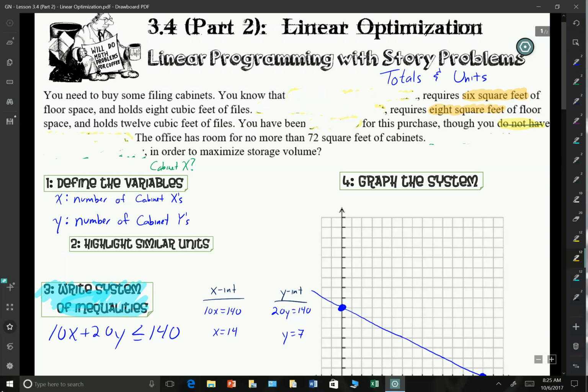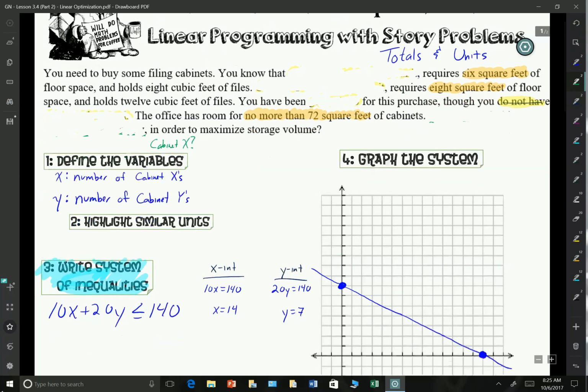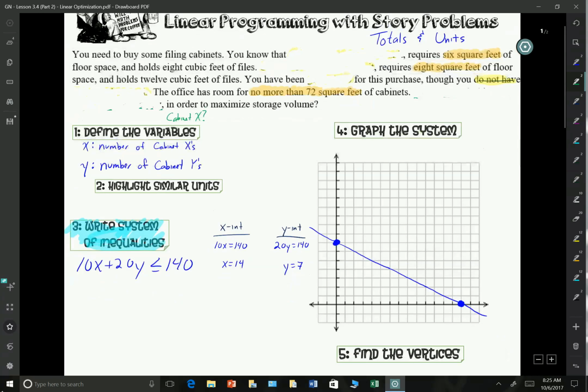And what's important about that 72? It's a total, and it says no more than 72 square feet. So I have my units, I have my total. So it's going to have to be square feet equals square feet. So what would I make my inequality for this one? 6x plus 8y is less than or equal to 72.